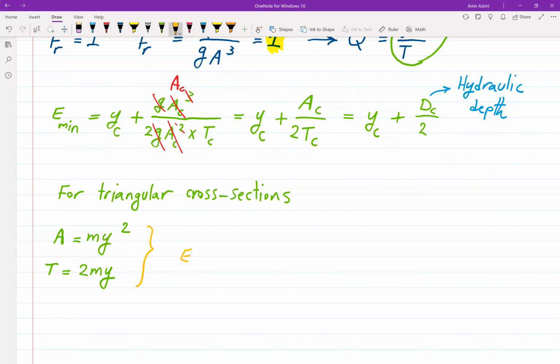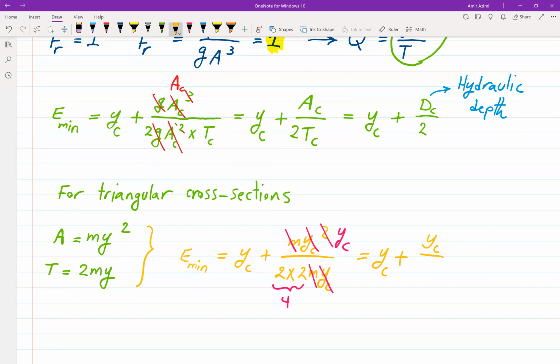So E minimum is equal to YC plus m YC squared divided by 2 times 2 m YC. Okay, so YC squared and YC cancels out, so you are going to have YC here. And then m and m cancels out, and 2 times 2 becomes 4. So we are going to have YC plus YC divided by 4, which is 1.25 YC.